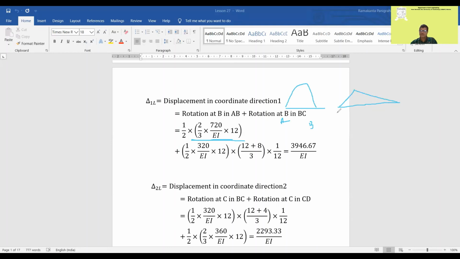Correct. This is 120. This is 360, 320, 720. 20 or 360, whatever you see the value. I think there is some mistake here. WAB by L, so 120 into 4 into 8. So 320 is the value. So you take this value 320 by EI.